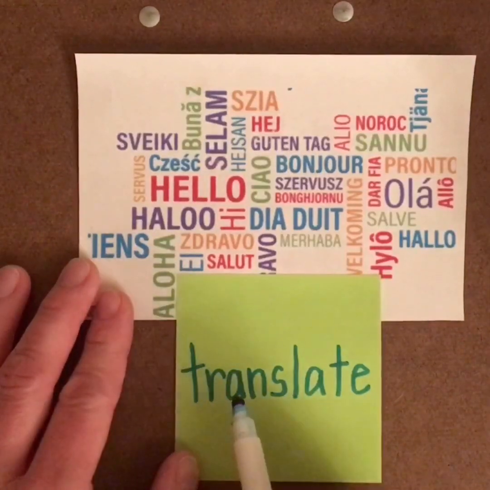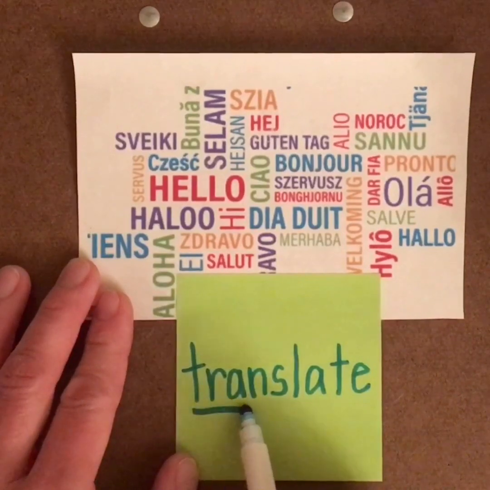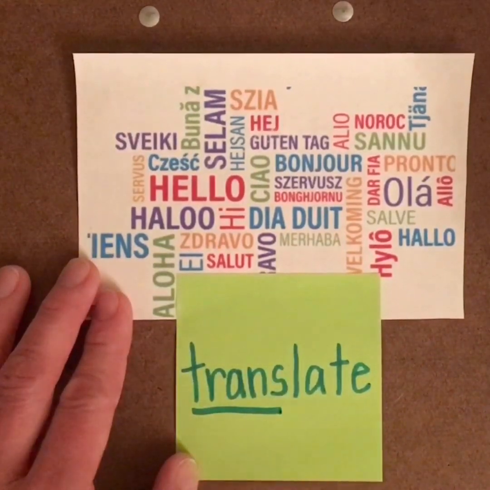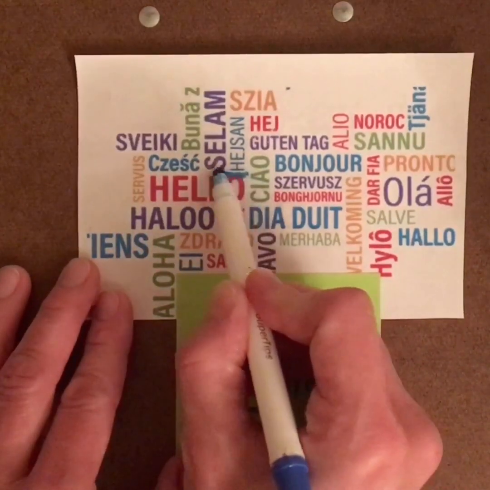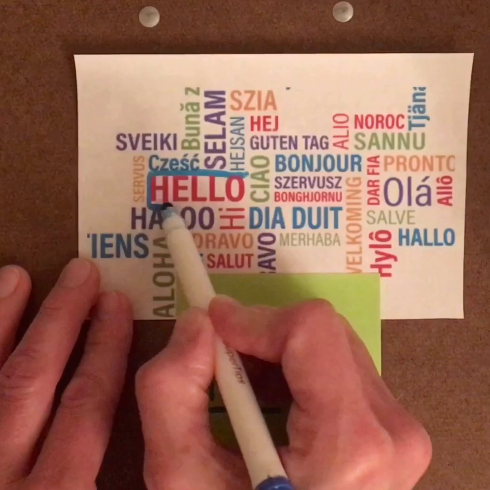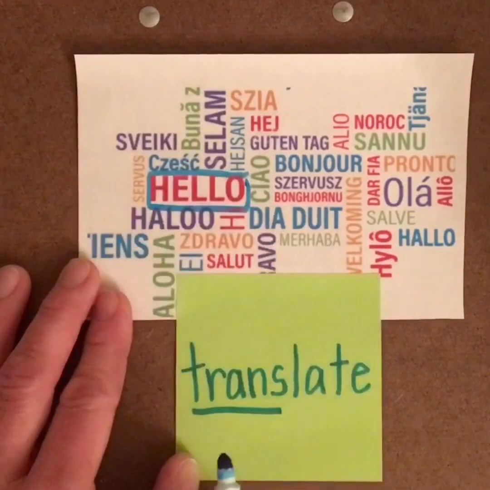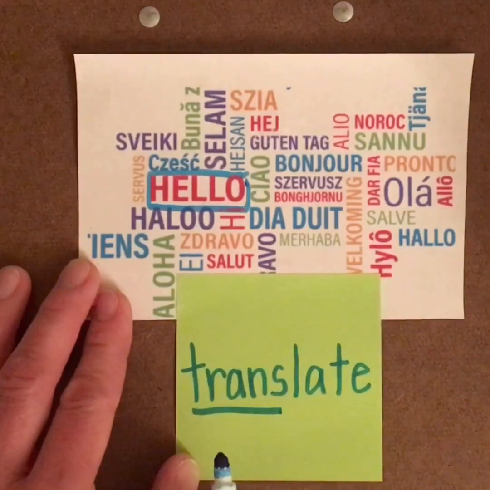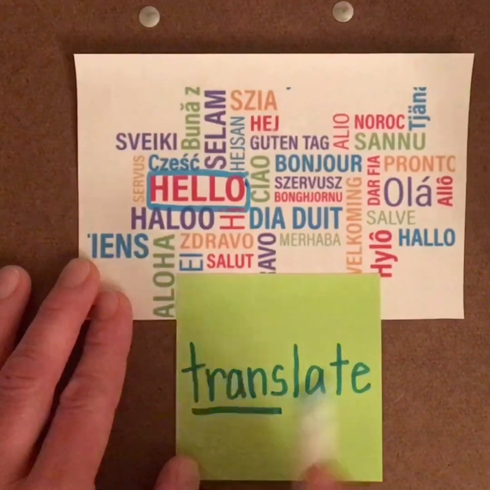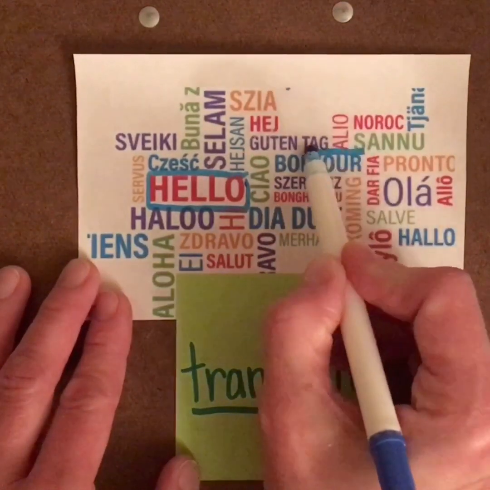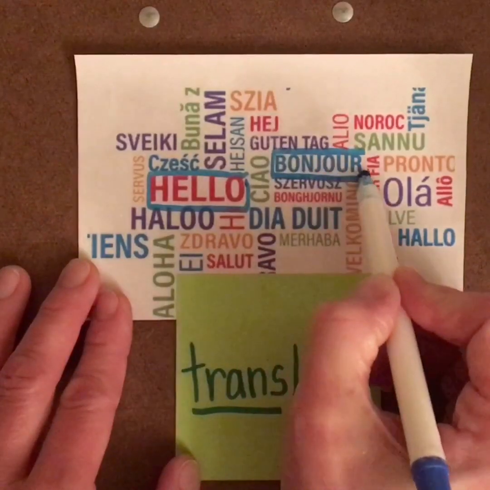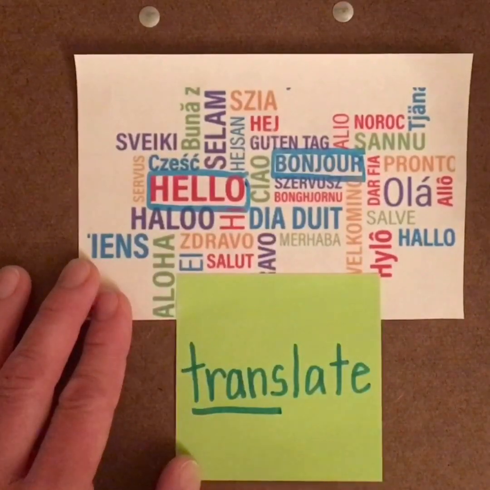This is the word translate. Take a look at the word part, trans. Now you can find the word hello, which is the English form of hello. And if you look a little bit more closely, you will see the translation of hello in many different languages. Like for example, bonjour is the French translation of hello.